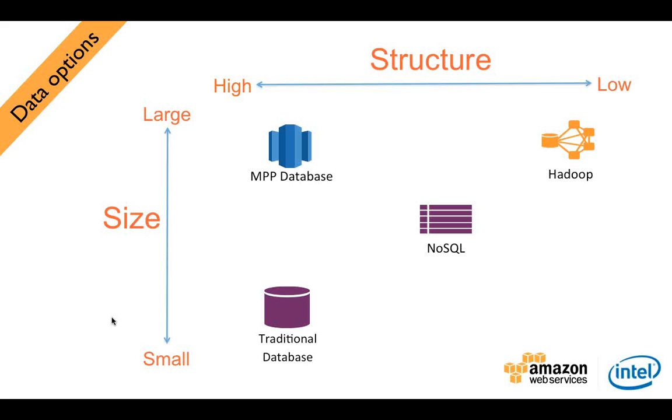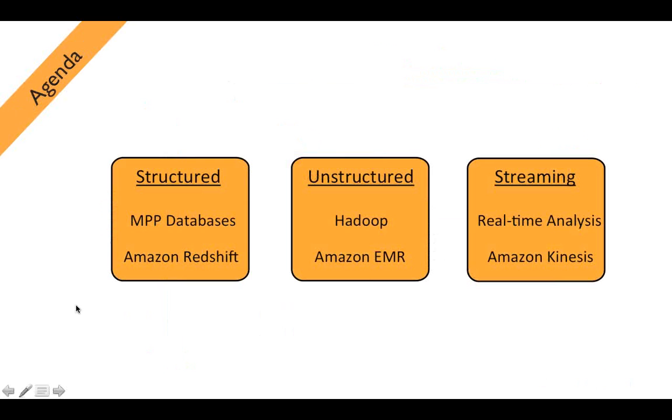So that's often where we start with customers in terms of what type of data they have and how structured it is. And so the agenda today is we're going to look at it through that kind of prism. So we're going to look at structured data and the MPP databases, and specifically Amazon Redshift. And then we're going to look at more unstructured data type of options, where you're looking at Hadoop, and again specifically the Amazon EMR service there. And then we'll look at streaming data as well. And here we're looking at real-time analysis, and we'll take a look at the Amazon Kinesis service that fits into that space.